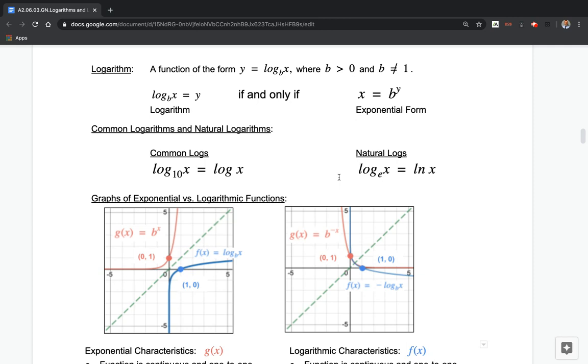We have common logarithms and natural logarithms. The common log is log base 10 of x. It can be written as log of x. If there is no base written here, then we understand that the base for the log is 10. The natural log, log base e of x, can be written as ln x.